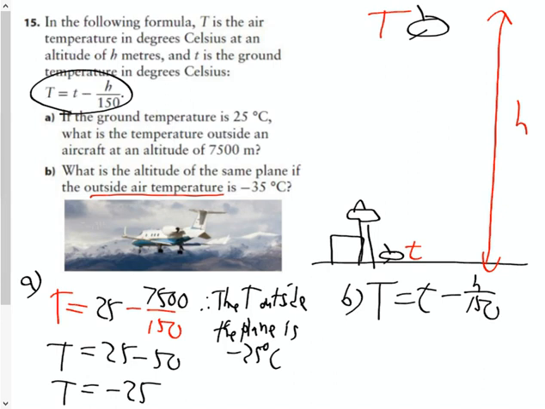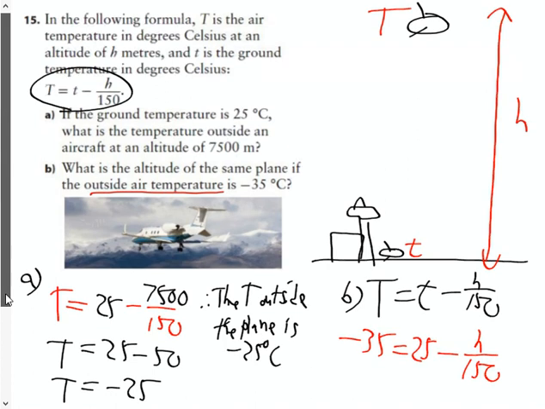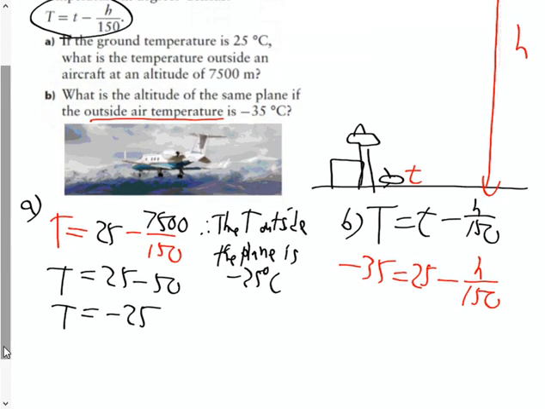What is the altitude? So I don't know my h. I do know my outside temperature is negative 35. And if it's the same plane, it's still 25 degrees on the ground. That's how we're supposed to do it. Sorry. That's the solution. Outside air temperature of the plane is minus 35. Ground temperature is 25. What's the altitude? So I'm going to get rid of my constant first by subtracting 25. Negative 60 equals h over negative 150.